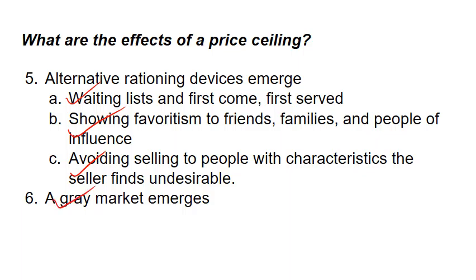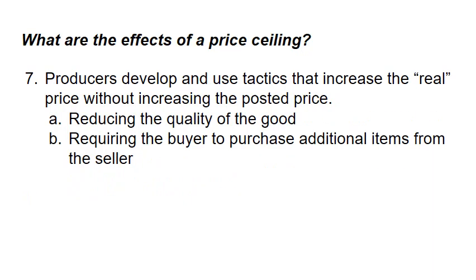A 6th effect is a gray market emerges. A gray market is one where you don't exactly follow the law. A gray market will emerge in which price is above its legal price. Buyers are willing to pay more than the price when the quantity demanded is greater than the quantity supplied. Sellers can earn more profit by selling illegally to buyers willing to pay the higher price, and some sellers will do exactly that.